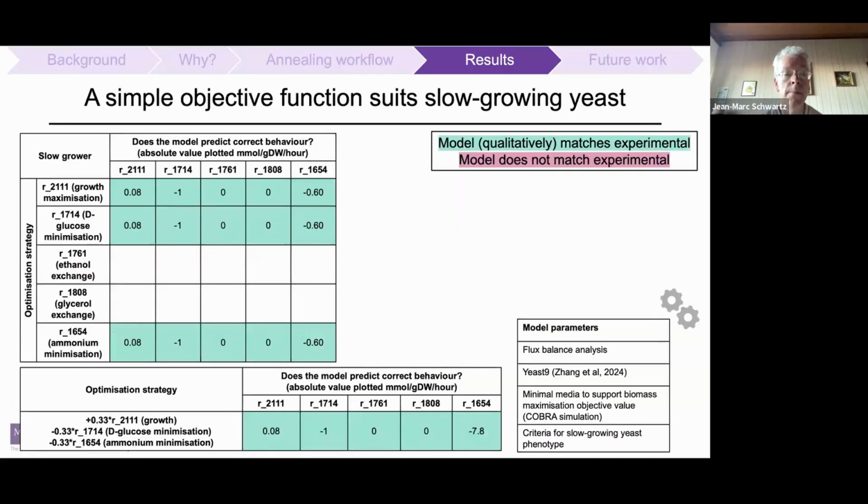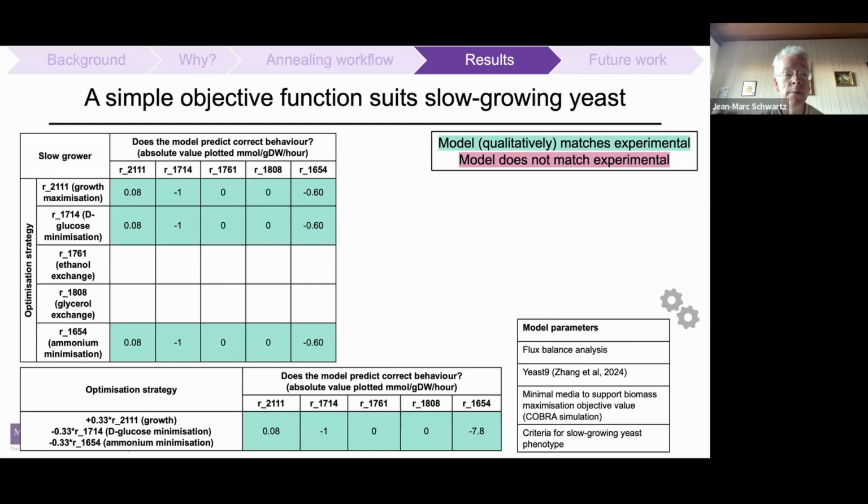So first, applying our algorithm to the slow-growing yeast case, we can see that the solutions are relatively easy to find. Basically, there are 3 possible solutions, which are all good. They are the ones shown in green on this slide. So we have growth maximization, glucose uptake minimization, and we also have ammonium minimization.